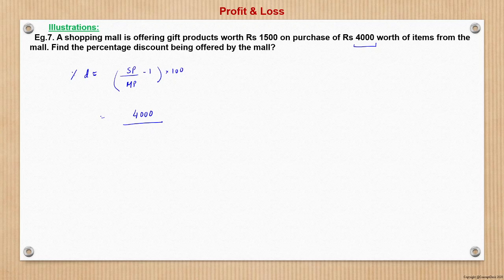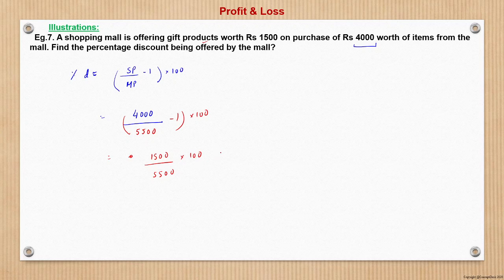And what is the marked price? Marked price means the total worth, or the MRP, of the products which are being given. So 4000 worth of items, and along with that another product as a gift which is worth 1500. So the total becomes 5500, right? 5500 minus 1 into 100. There will be a negative sign because it is a discount, so we just reverse the sign here. So it becomes 1500 upon 5500 into 100.